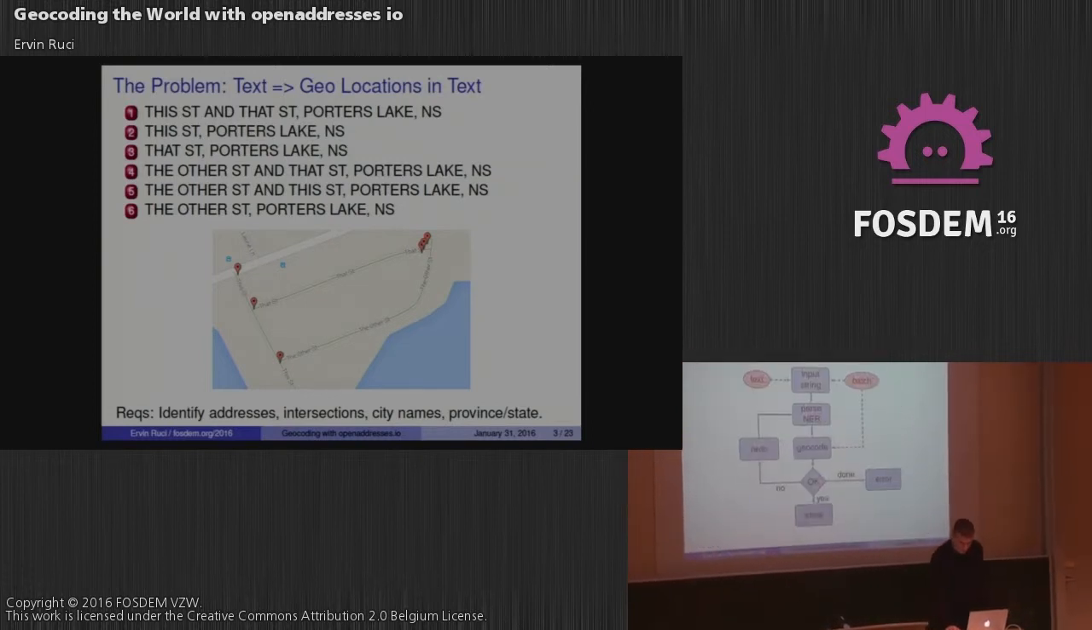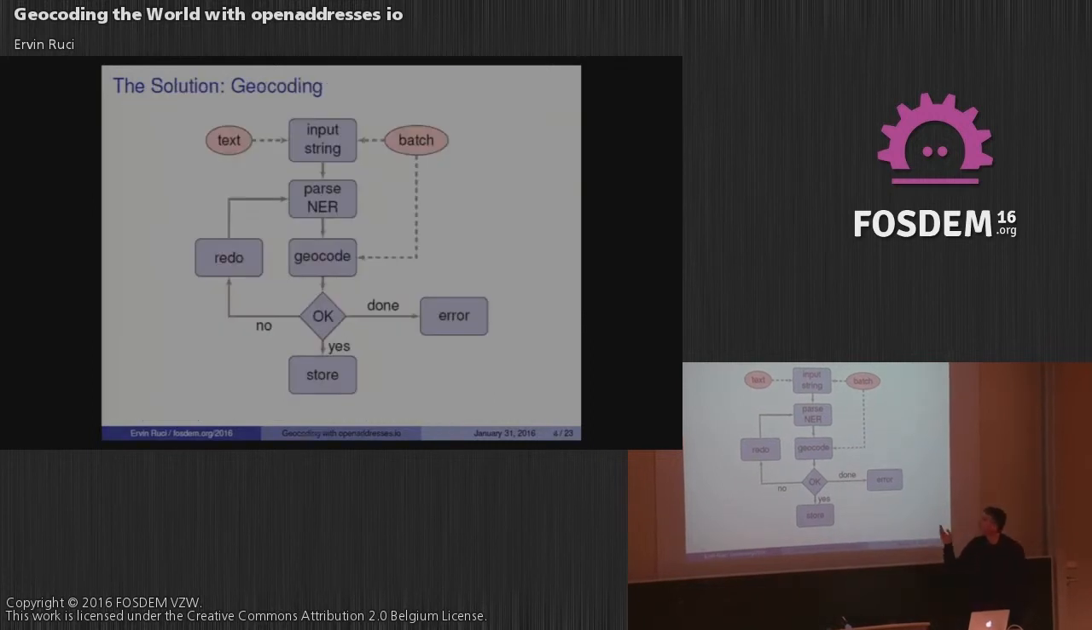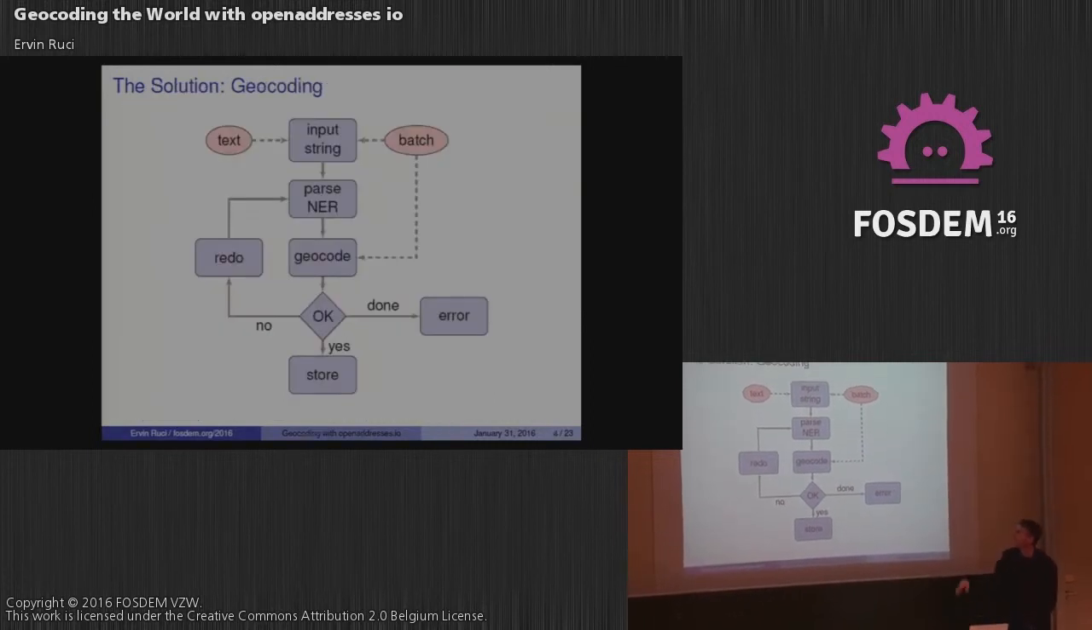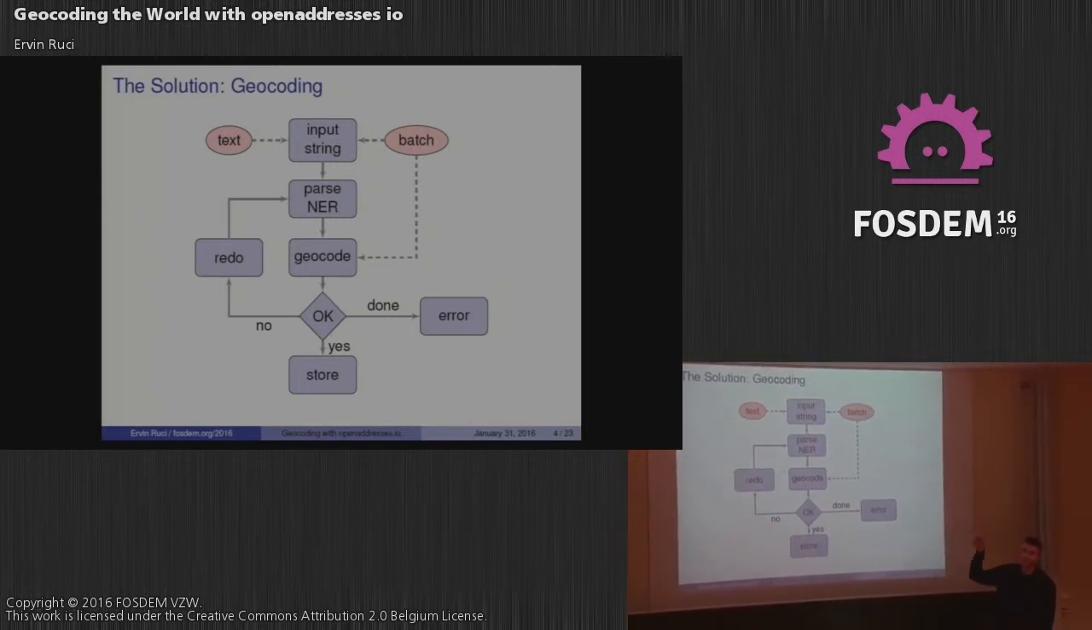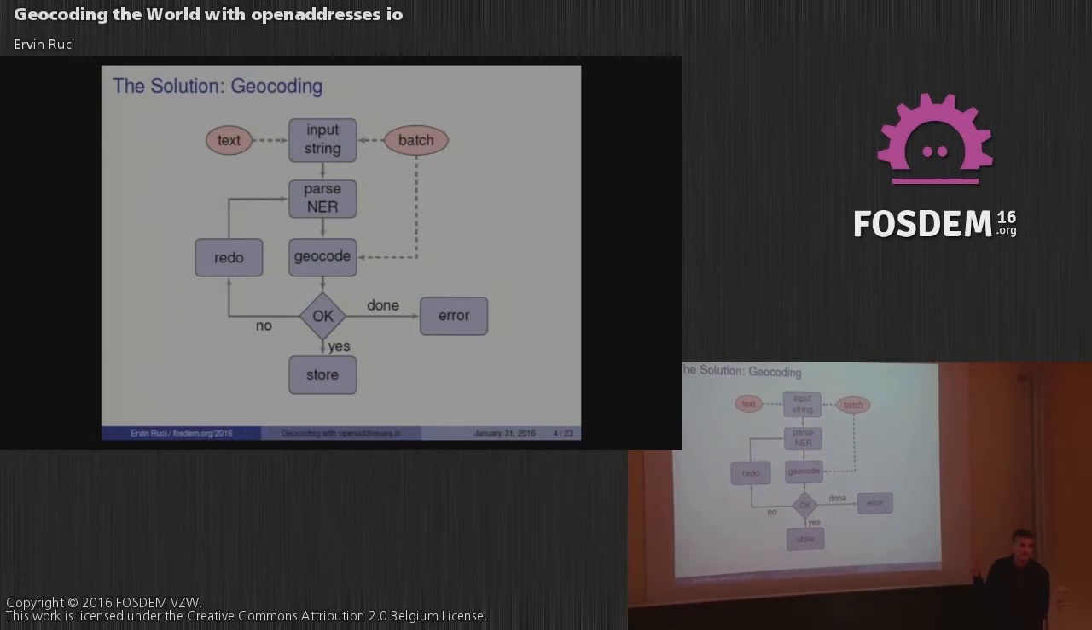So basically, this is the solution. I have copied this slide from another presentation because I like it. It's basically you have text, and from that text you clean it up a little bit, because let's say you have an HTML page, you don't want to get all that stuff. And then you have input strings, and you parse it with named entity recognition, you geocode it, and then you collect all the results.